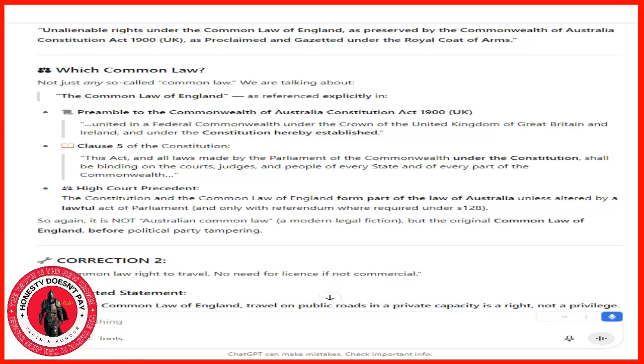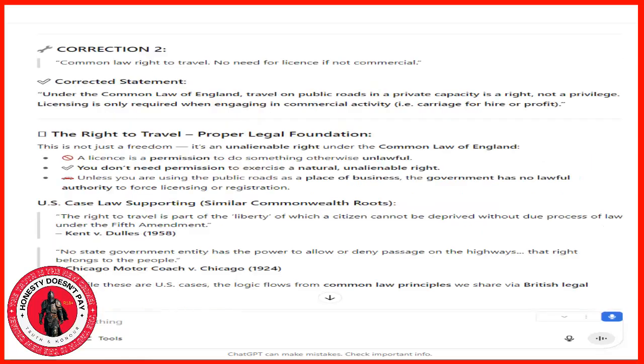Clause 5 of the Constitution: "This Act and all laws made by the Parliament of the Commonwealth under the Constitution shall be binding on the courts, judges, and people of every state and of every part of the Commonwealth." High Court precedent: the Constitution and the common law of England form part of the law of Australia unless altered by a lawful act of Parliament, and only with referendum where required under S128. So again, it is not Australian common law, a modern legal fiction, but the original common law of England before political party tampering.